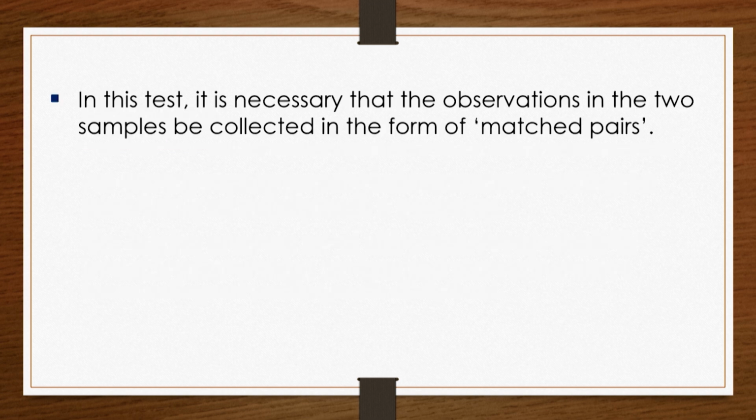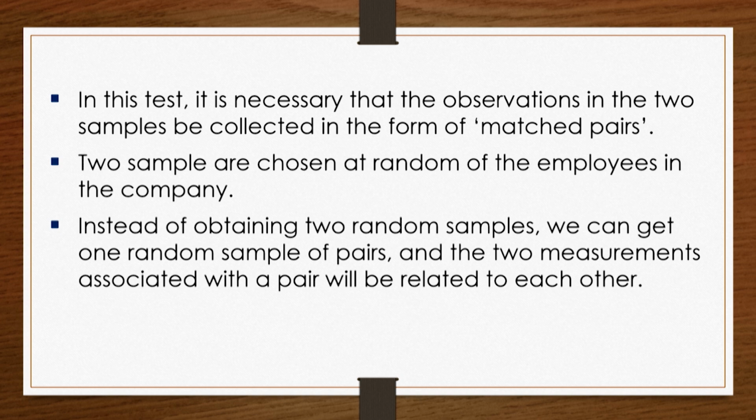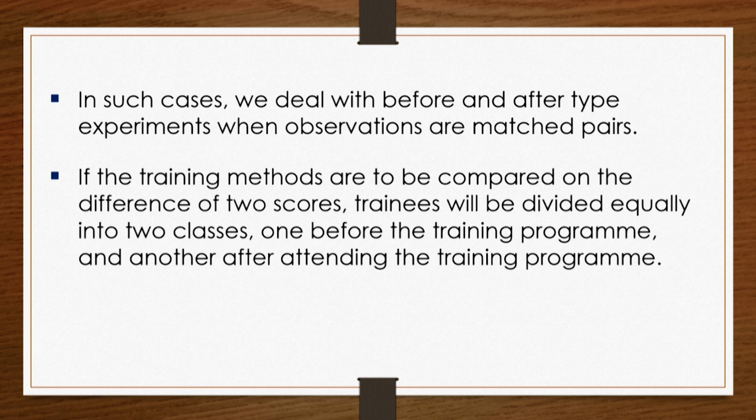In this test, it is necessary that the observations in the two samples be collected in the form of matched pairs. Two samples are chosen at random from the employees in the company. Instead of obtaining two random samples, we can get one random sample of pairs, and the two measurements associated with the pair will be related to each other. In such cases, we deal with before and after type experiments, where observations come as matched pairs. If the training methods are to be compared on the difference of two scores, trainees will be divided equally into two classes, one before the training program and another after attending the training program.